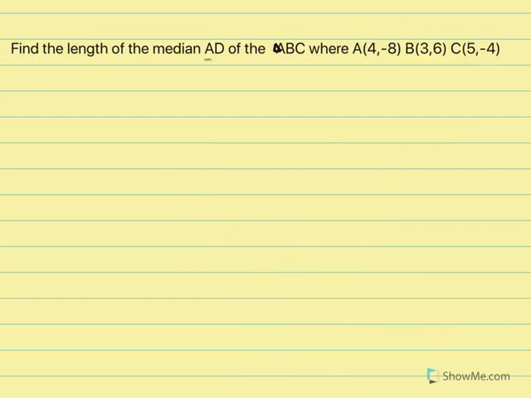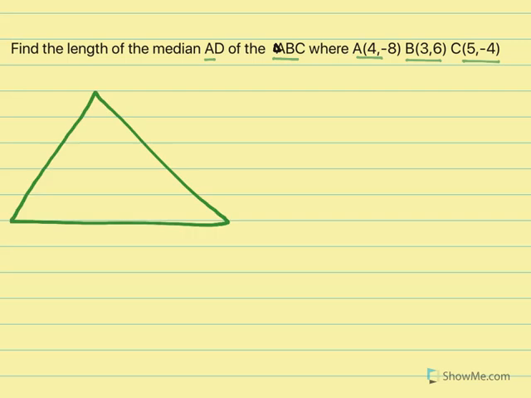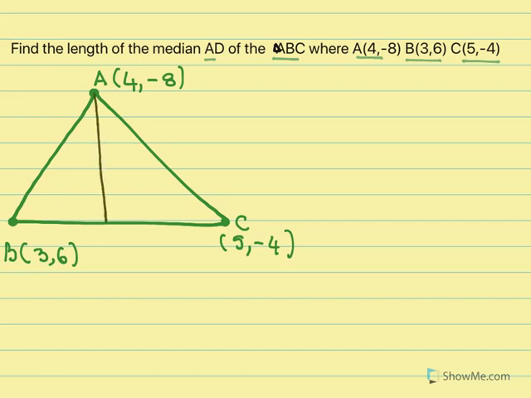Find the length of the median AD of triangle ABC where A, B and C are given to you. So let's draw the triangle. So is A, B and C. A is given as (4, -8), B (3, 6), and we have C is (5, -4). We need to find the median. So for median first we need to know the midpoint. This is the median, AD. This is D here.